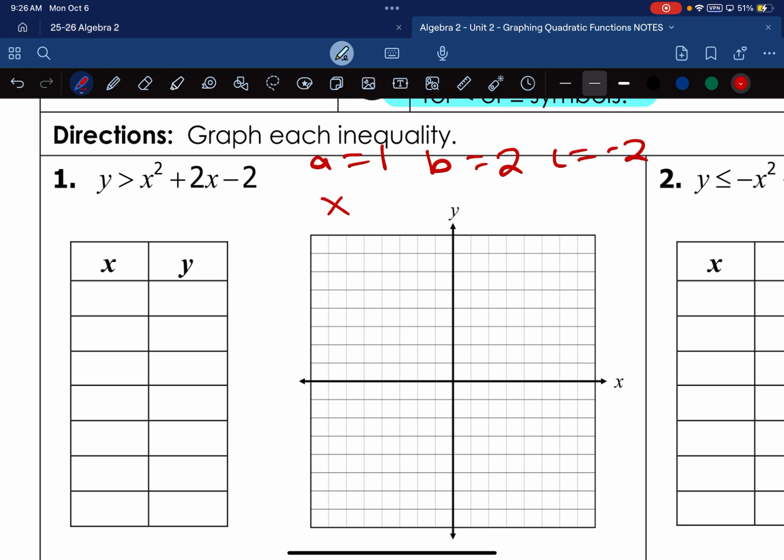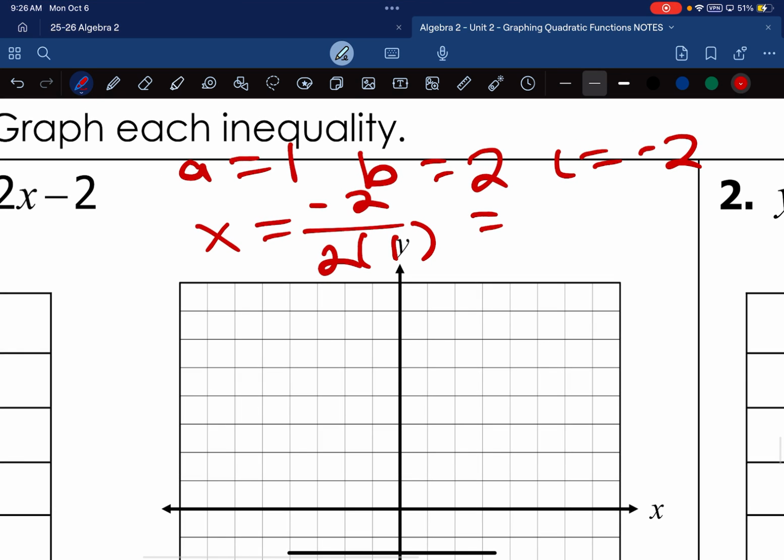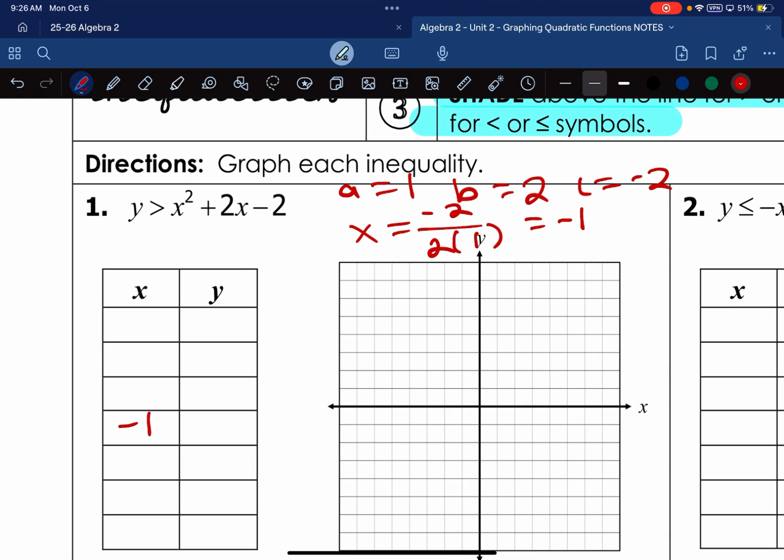Using the axis of symmetry formula, x equals negative b over 2a, so negative 2 over 2 times our a value, which is 1. Negative 2 divided by 2 is negative 1. So our x value is negative 1. That means the x in the center of our table, for our vertex, is negative 1.